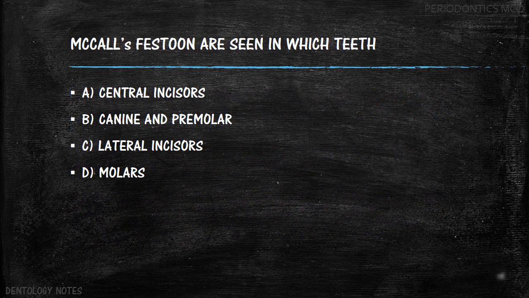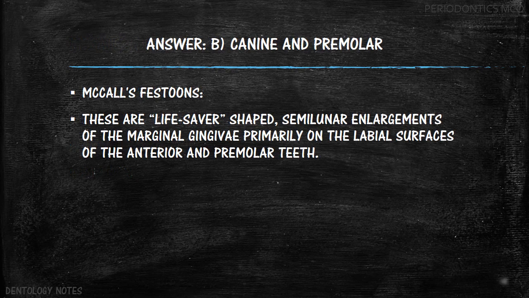MCQ: McCall's festoons are seen in which teeth? A. Central incisors. B. Canine and premolar. C. Lateral incisors. D. Molars. Answer: B. Canine and premolar. McCall's festoons are lifesaver-shaped, semilunar enlargements of the marginal gingivae, primarily on the labial surfaces of the anterior and premolar teeth.